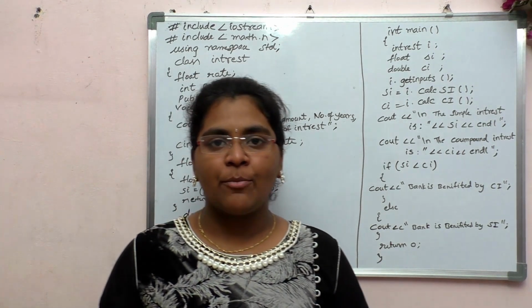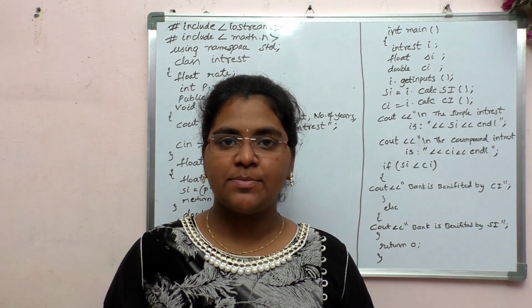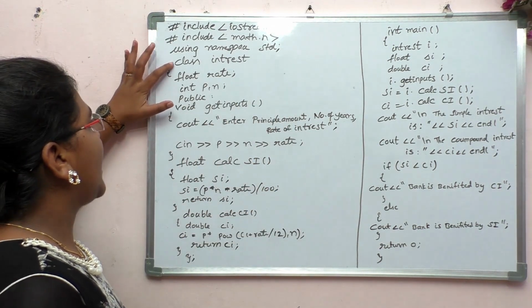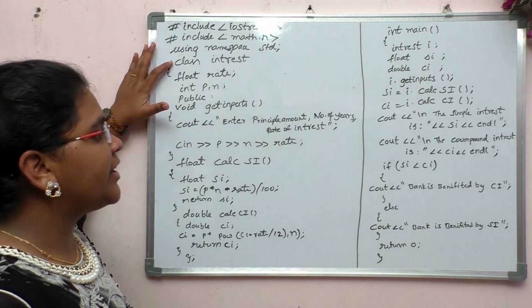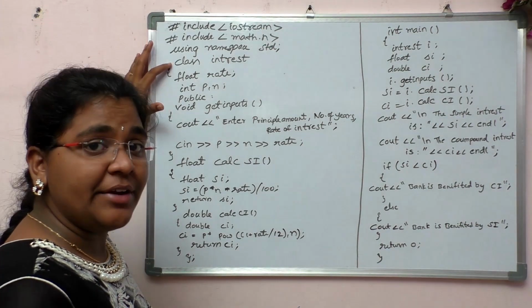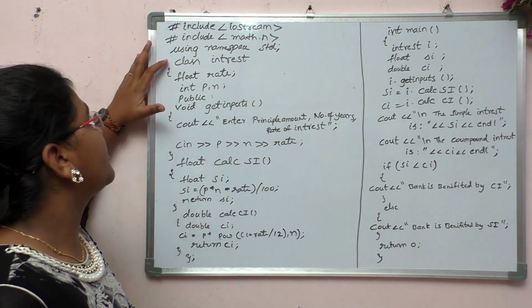Hi, now I'm going to tell about the C++ program by introducing a class. Here, class. This is the program to find out the simple interest and compound interest and whether the bank is benefited by simple interest or compound interest.